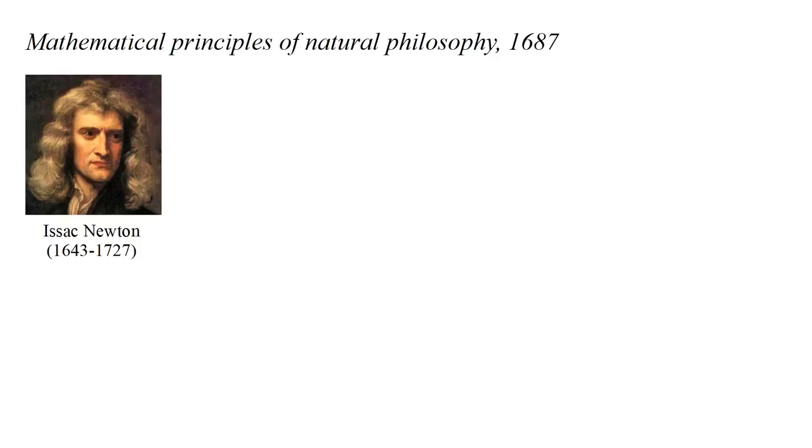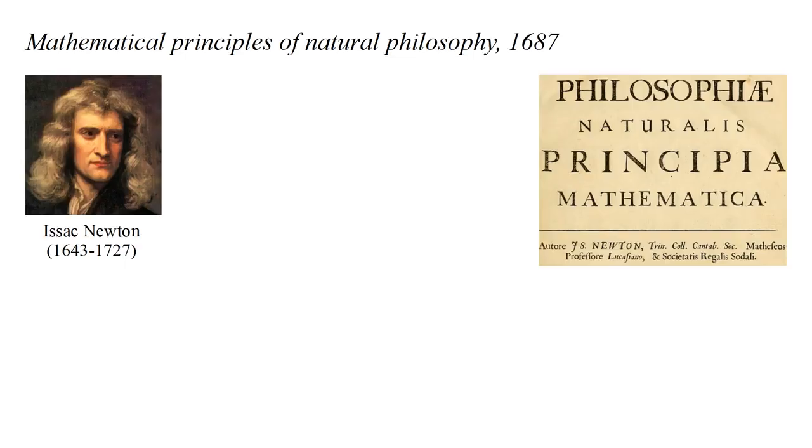This is what Isaac Newton did in his classic work, Mathematical Principles of Natural Philosophy, published in 1687. The original was in Latin and is sometimes called the Principia after its Latin title. We'll be presenting excerpts from the English translation.